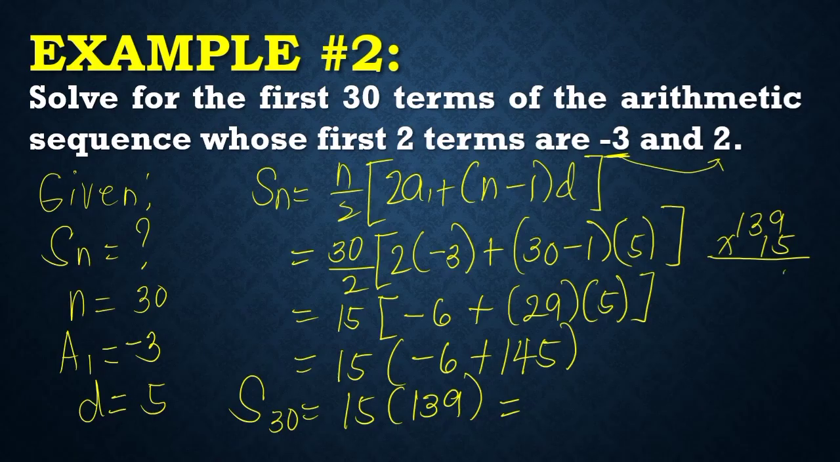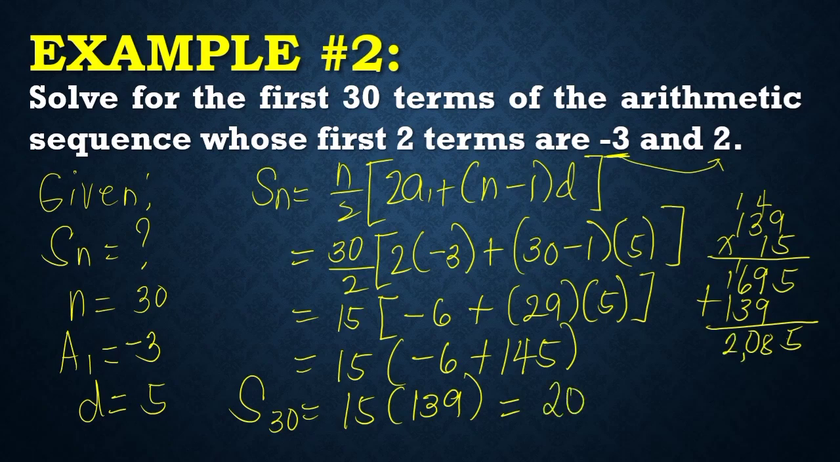9 times 5, 45, carry 4. 3 times 5, 15, plus 4, 19, and then carry 1. So, 1 times 5, 5, plus 1, 6. And then, 139 times 1 is 139. Bring down 5. 9 plus 9, 18. Carry 1. 1 plus 6, 7, plus 3, 10. Carry 1. So, 2085. So, that is the sum of the first 30 terms of the arithmetic sequence whose first two terms are negative 3 and 2, which is 2085.